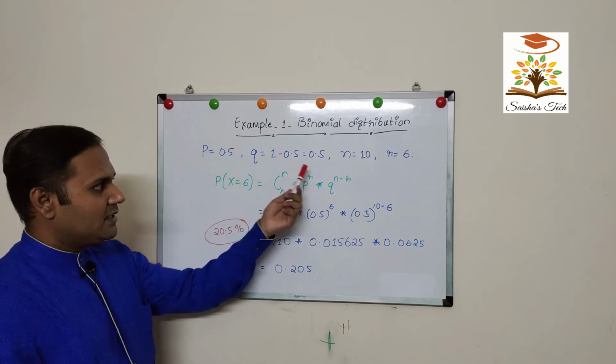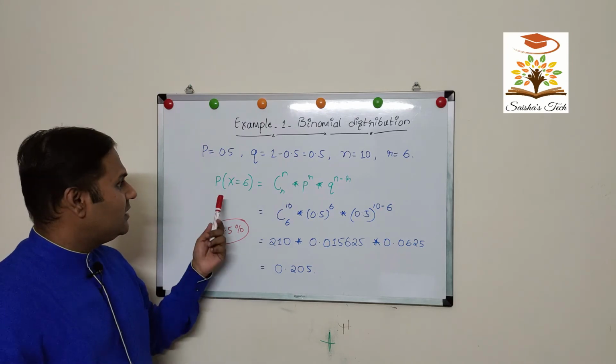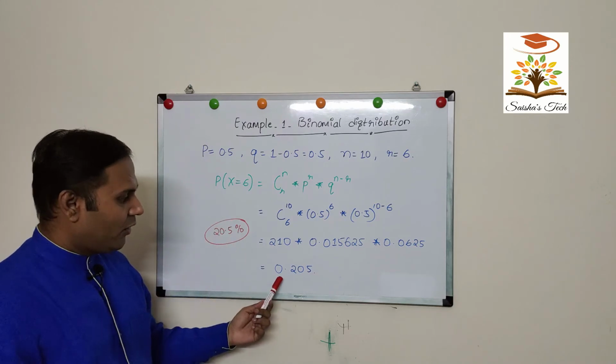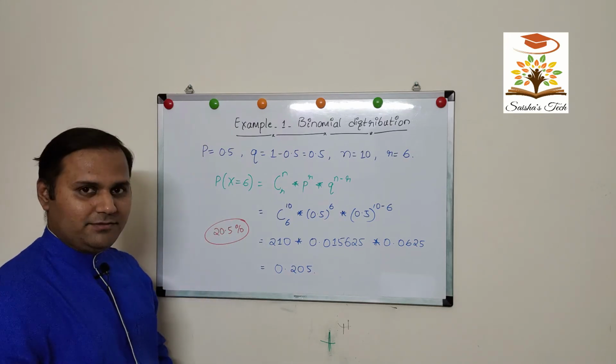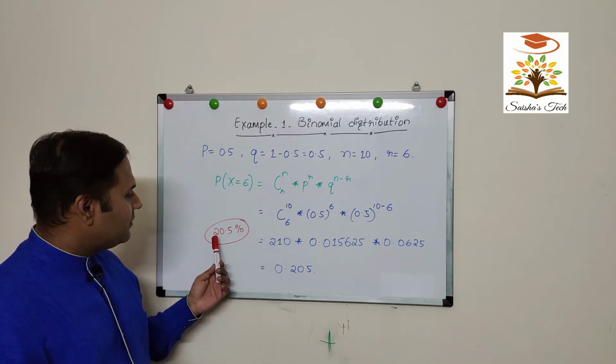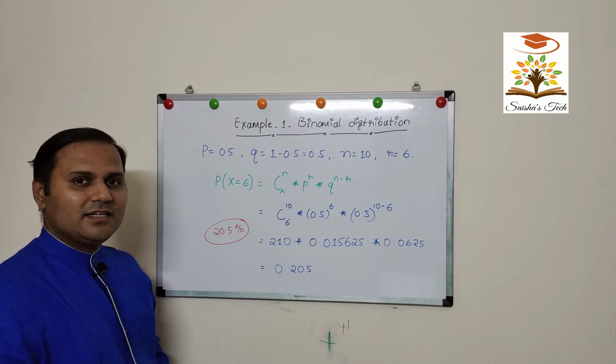By substituting the required values in the equation, we get the probability density function for exactly 6 heads as 0.205, which means that we have 20.5% chances of getting 6 heads in a 10 attempts trial of coin toss.